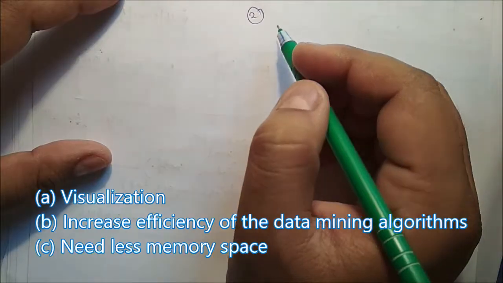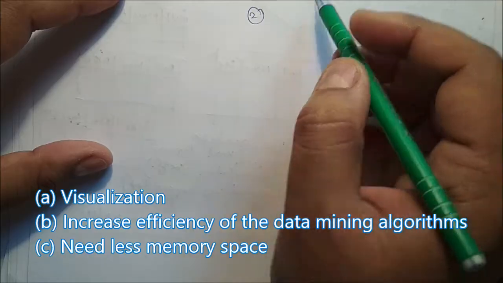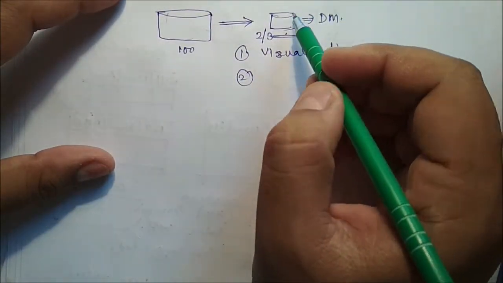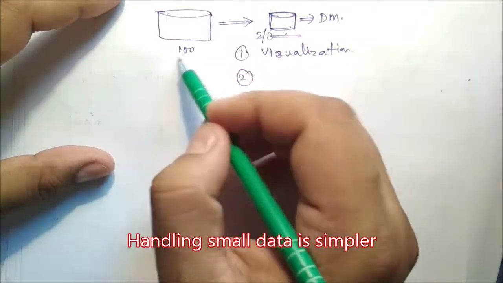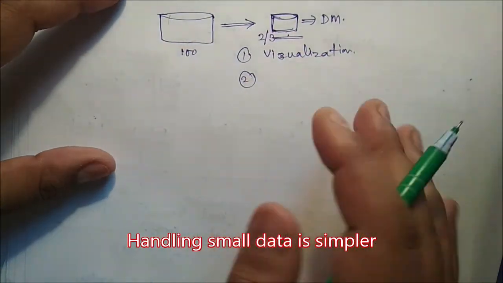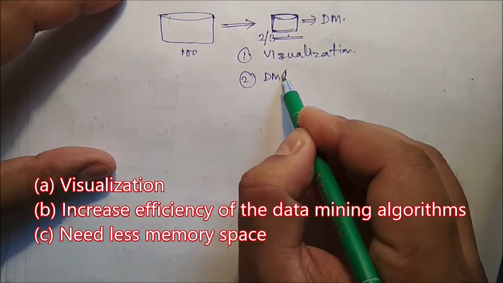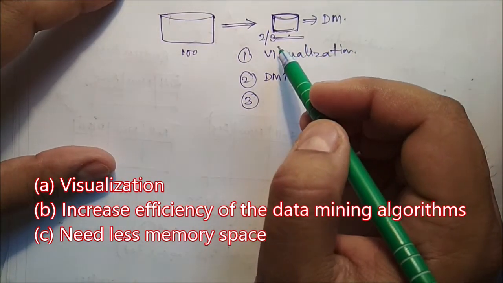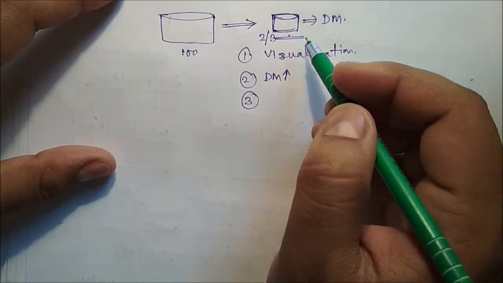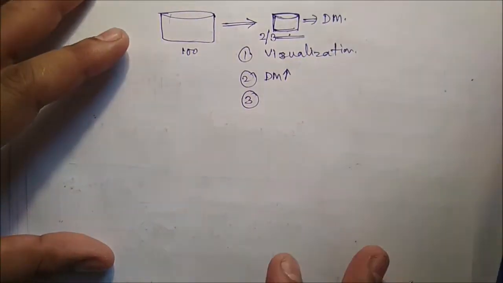Second is what? Increased efficiency of the data mining algorithm. Basically, if you want to implement a data mining algorithm, handling small data is much better than handling a huge amount of data. So in this case, definitely the efficiency of the algorithm is increased. Third is what? It needs low space. Definitely, to execute a program, the data must be in the primary memory or the RAM, and then we can implement the data mining algorithm effectively.